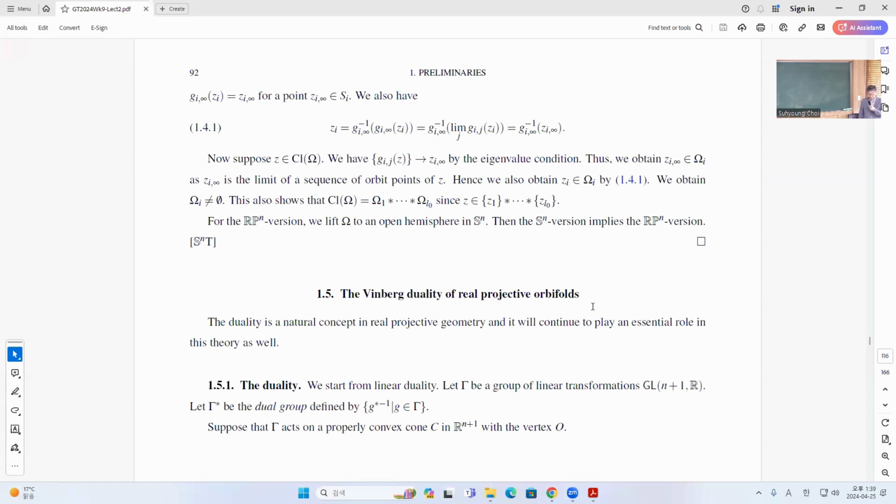Okay, so I will do the Vinberg duality. With the linear duality, if gamma is a group of linear transformations, then the dual group is just the transpose inverse. I don't think you need to put the transpose, but I wrote it.